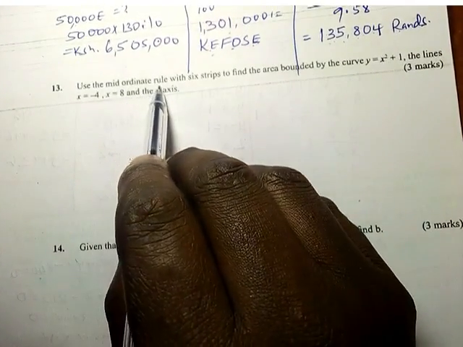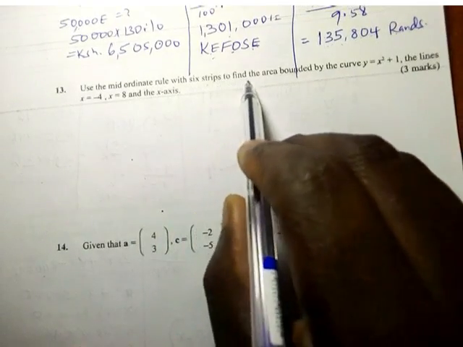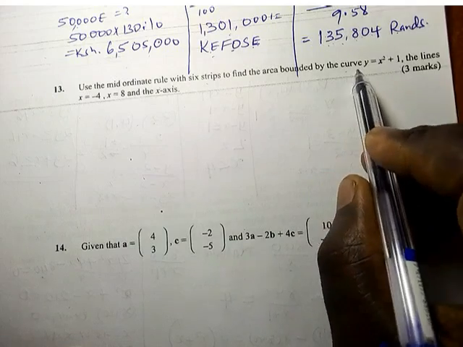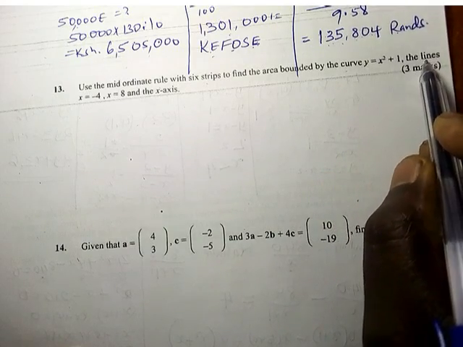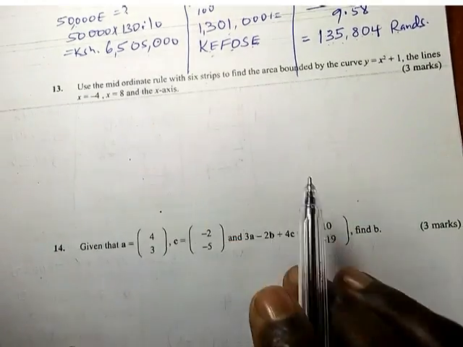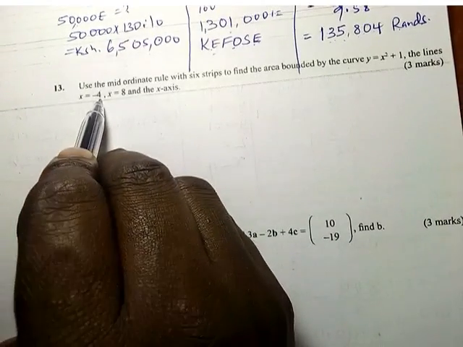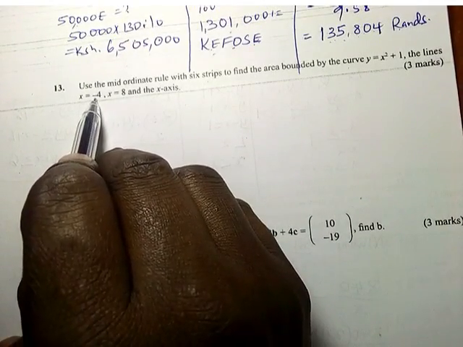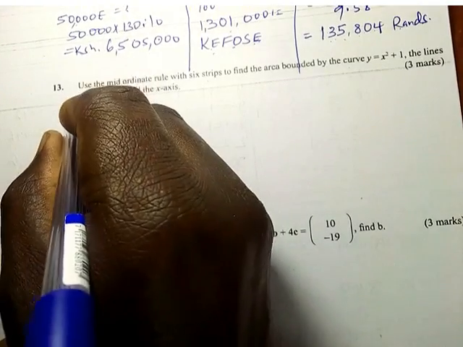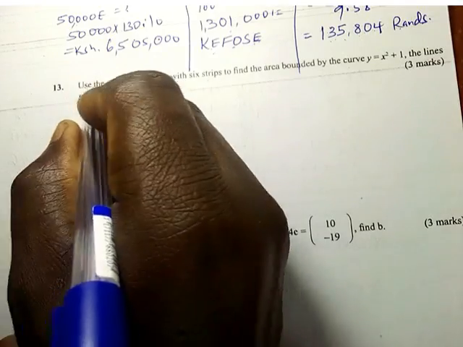Use the mid-ordinate rule with 6 strips to find the area bounded by the curve y = x squared + 1 and the lines given. So we are using that one, so we find the mid-ordinates between here. Say the mid-ordinate here is -3, that is in the middle of this one. So let us first write them all down.